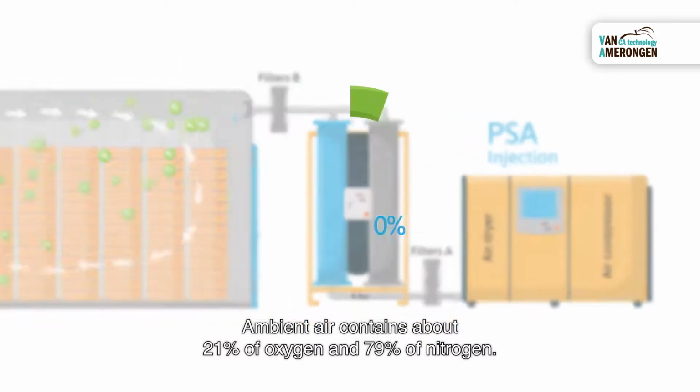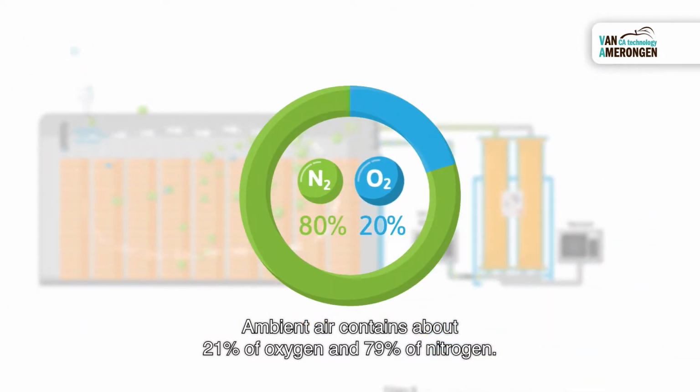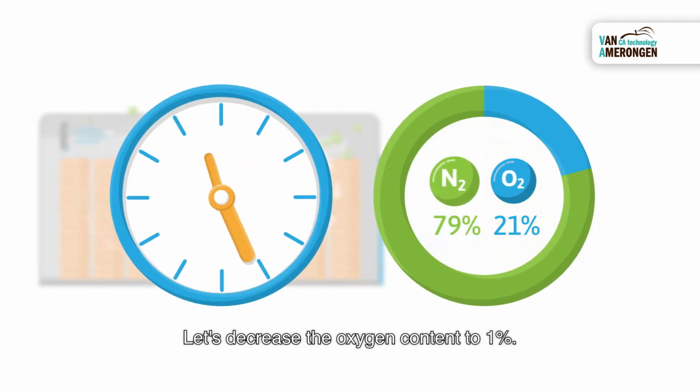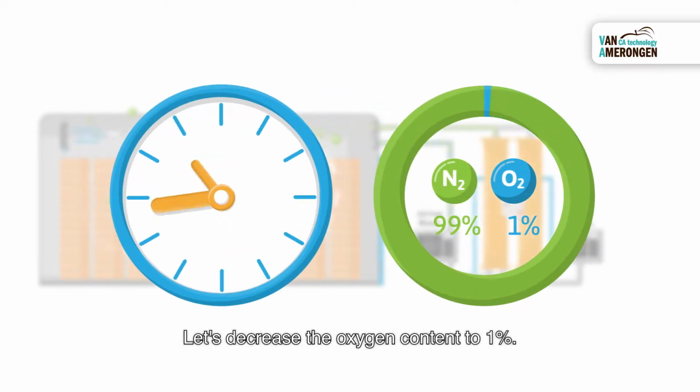Ambient air contains about 21% of oxygen and 79% of nitrogen. Let's decrease the oxygen content to 1%.